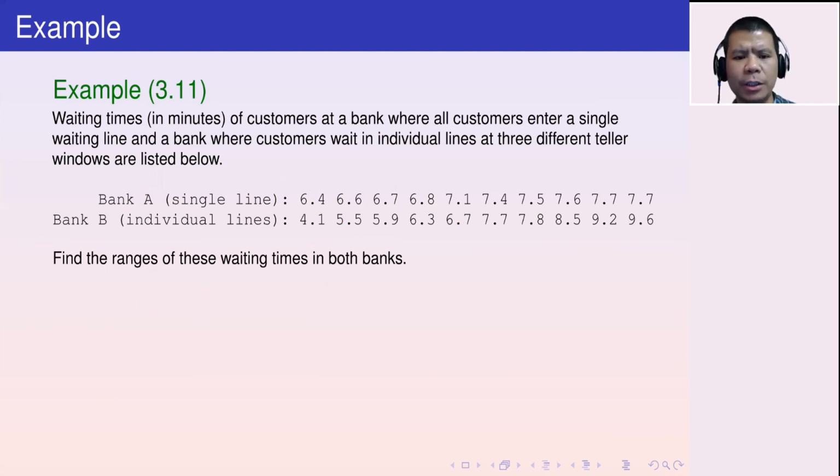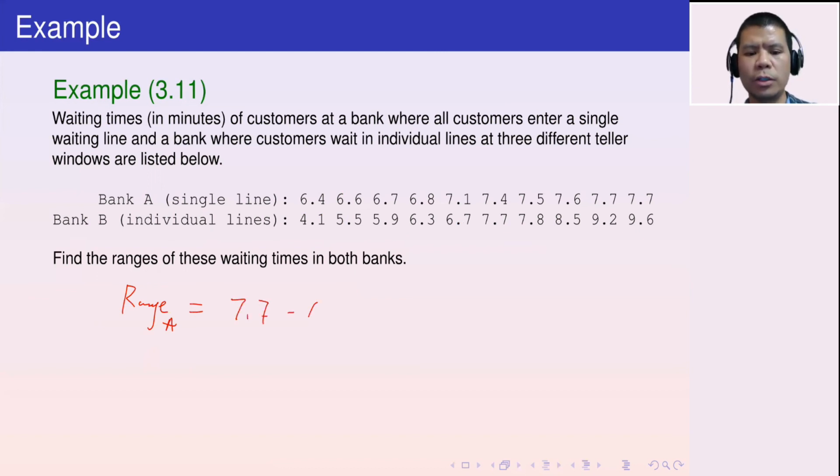Waiting times in minutes of customers at a bank where all customers enter a single waiting line, and a bank where customers wait in individual lines at 3 different teller windows are listed below. Okay, bank A, given this data, bank B. Find the range of these waiting times in both banks. Say the range for A equals 7.7 minus 6.4, which equals 1.3, right? So that's the range. We leave it as it is. We do not round it.